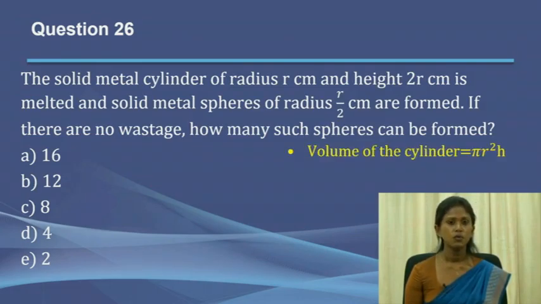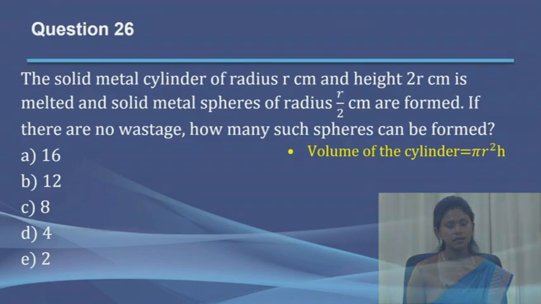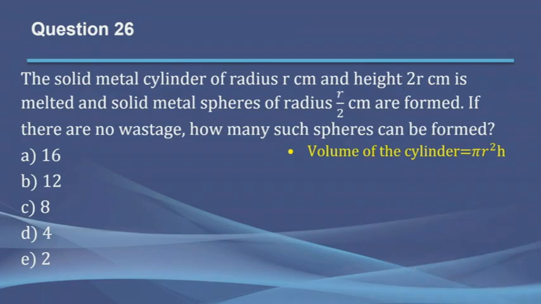So let's move on. How do we find the volume of the cylinder? This is the common way to find the volume of the cylinder, which is pi multiplied by r squared multiplied by h. We have to substitute the given values for radius and height. For the radius we substitute r, for the height we substitute 2r. So finally we obtain the answer as 2 pi r cubed as the volume of the cylinder.